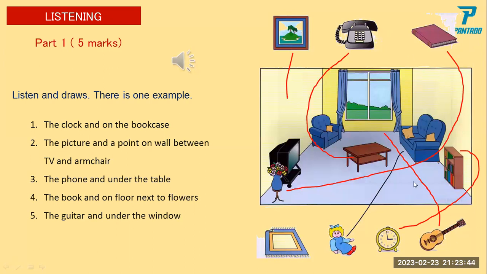Ví dụ như the guitar is under the window. Ok? Okay. Now, let's do it, Linh. The phone and under the table. Okay. Next. The guitar and under the... Không, nó window.